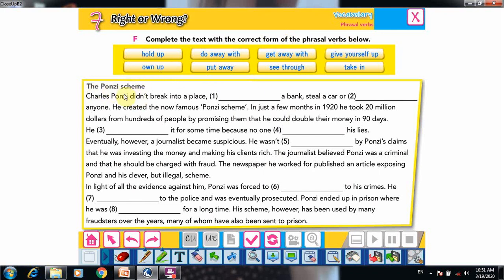So, the Ponzi scheme. Charles Ponzi didn't break into a place, a bank. Hold up. Steal a car or anyone. Or do away with anyone. He created the now famous Ponzi scheme. In just a few months, in 1920, he took $20 million from hundreds of people by promising them that he could double their money in 90 days. He got away with it for some time because no one saw through his lies.